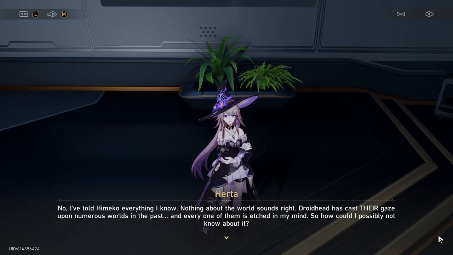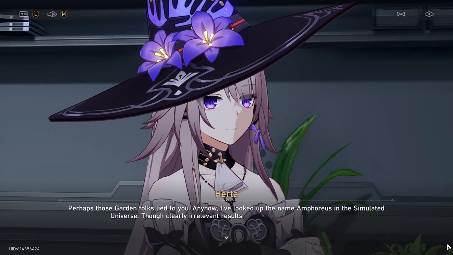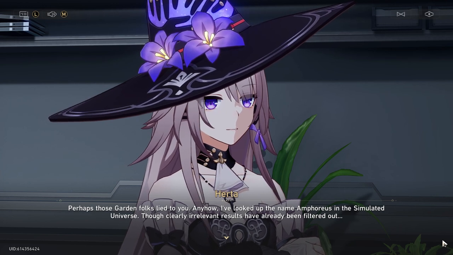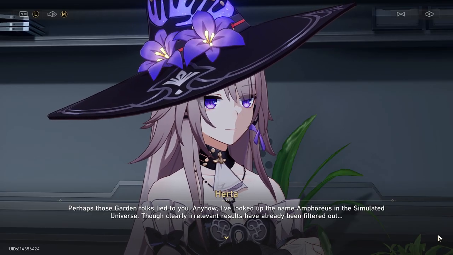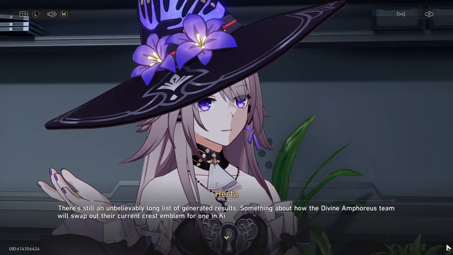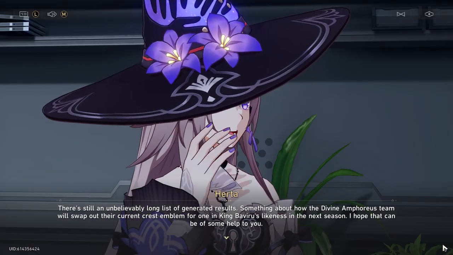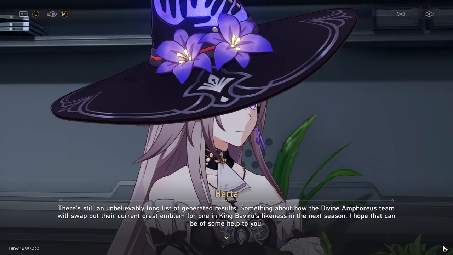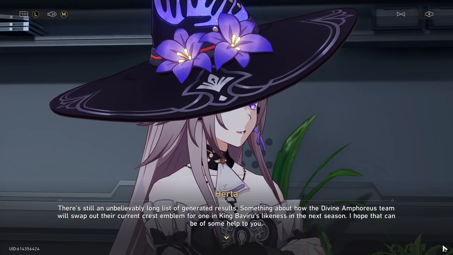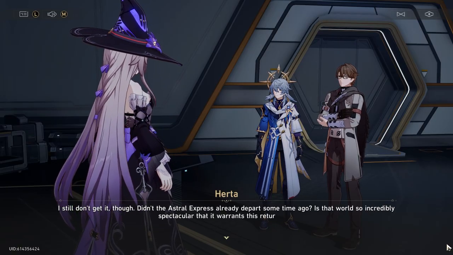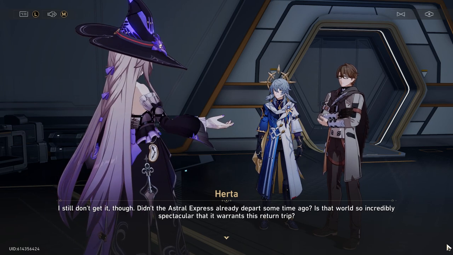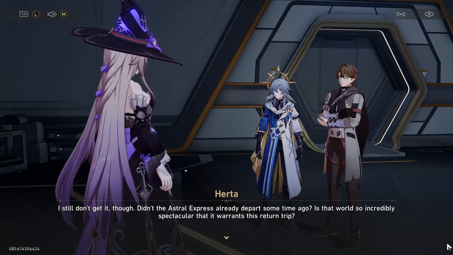Droidhead has cast their gaze upon numerous worlds in the past, and every one of them is etched in my mind. So how could I possibly not know about it? Perhaps those garden folks lied to you. Anyhow, I've looked up the name Amphorius in the simulated universe. Though clearly irrelevant results have already been filtered out, there's still an unbelievably long list of generated results. Something about how the Divine Amphorius team will swap out their current crest emblem for one in King Babaru's likeness in the next season. I hope that can be of some help to you. We may as well take a look at it. I still don't get it, though. Didn't the Astral Express already depart some time ago? Is that world so incredibly spectacular that it warrants this return trip?